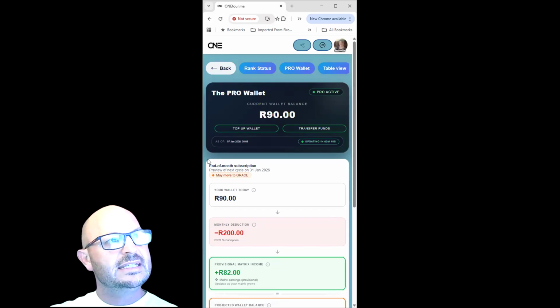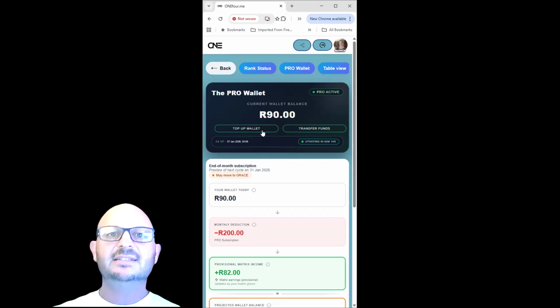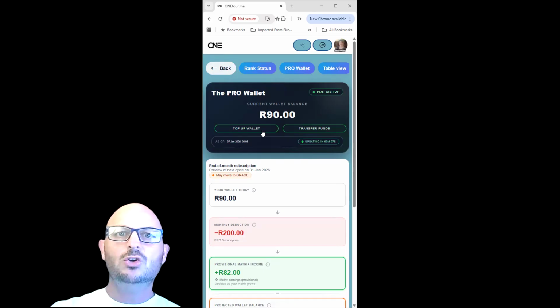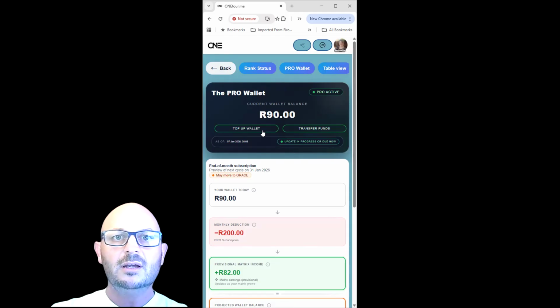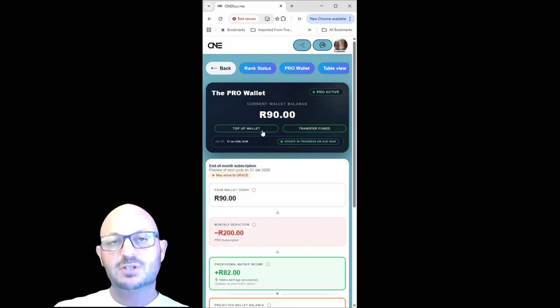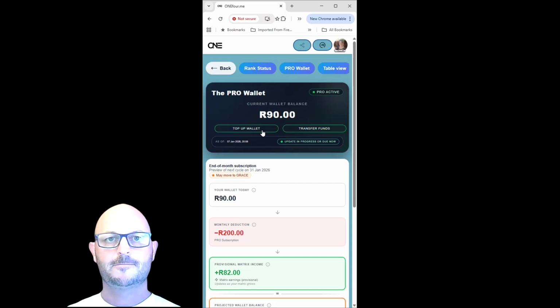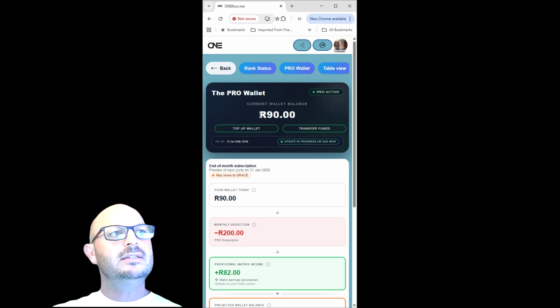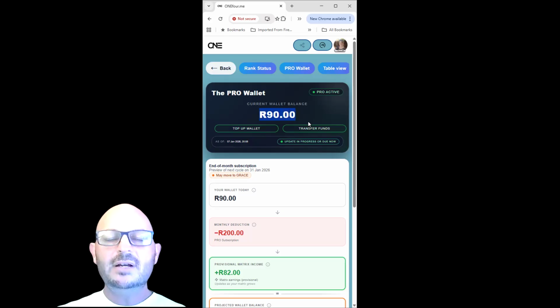This block that you see in black here, that is the wallet. So that is the wallet that shows you how much money you have at the moment in your wallet that can either be transferred. If it's over 160 Rand, it can be withdrawn or it can be used to pay for your monthly subscription at the end of the month. Okay, this amount here indicates how much is in your wallet at the moment.